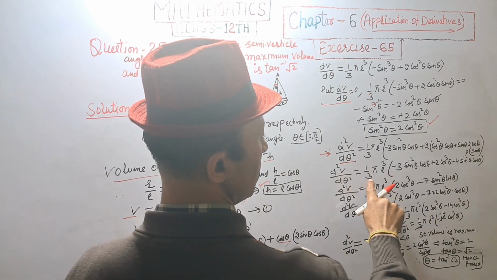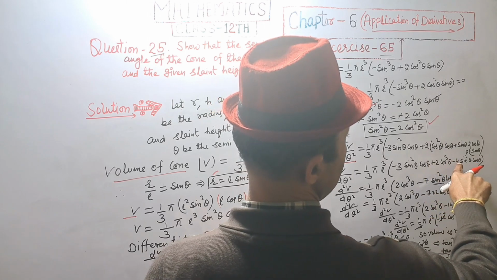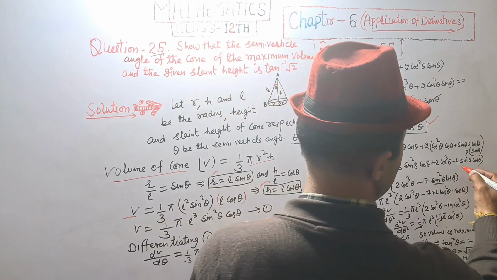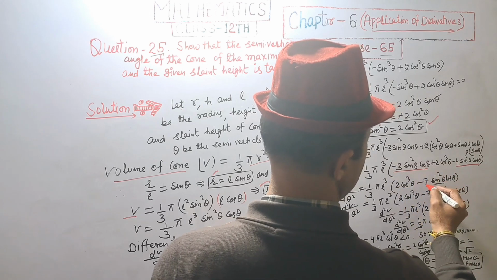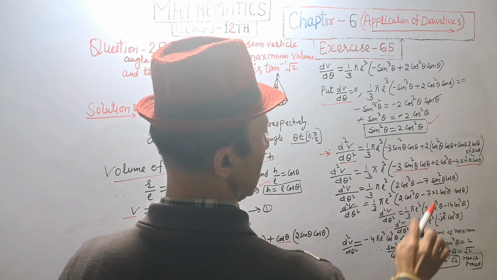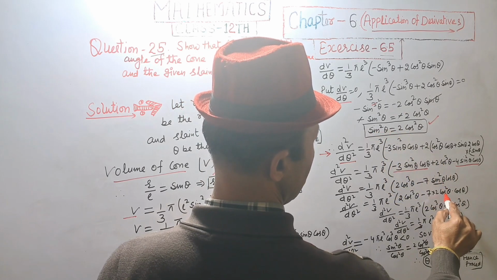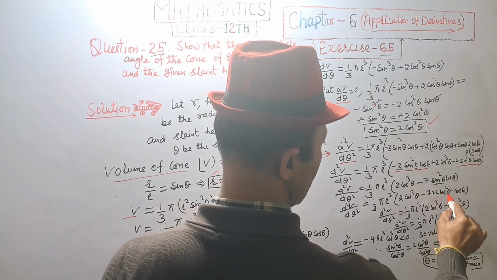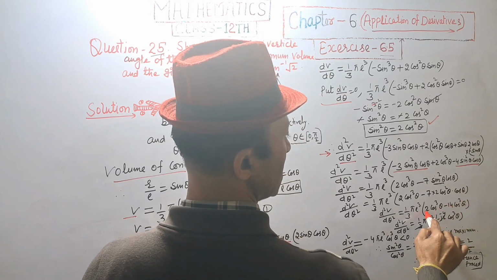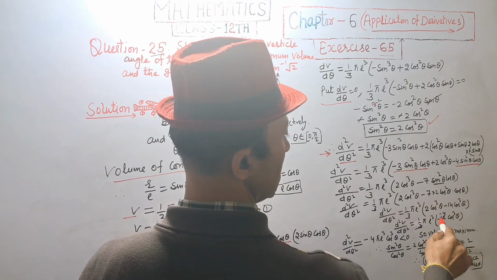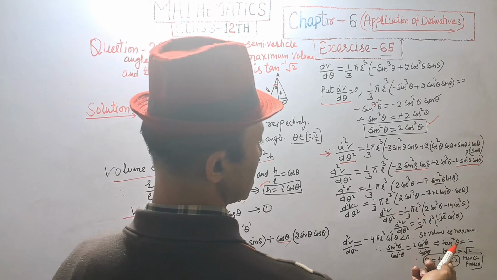So double derivative is equal to 1 upon 3 pi L cube, minus 3 sin square theta cos theta plus 2 cos cube theta minus 4 sin square theta cos theta, and we are adding minus 4 sin square theta cos theta minus 3 sin square theta cos theta, that will be minus 7 sin square theta cos theta, and 2 cos cube theta as it is, and we are putting sin square theta, value of sin square theta is 2 cos square theta, 2 7s are 14, minus 14 cos square theta into cos theta, that is cos cube theta, minus 14 cos cube theta plus 2 cos cube theta, that is minus 12 cos cube theta, that is negative, which is less than 0.